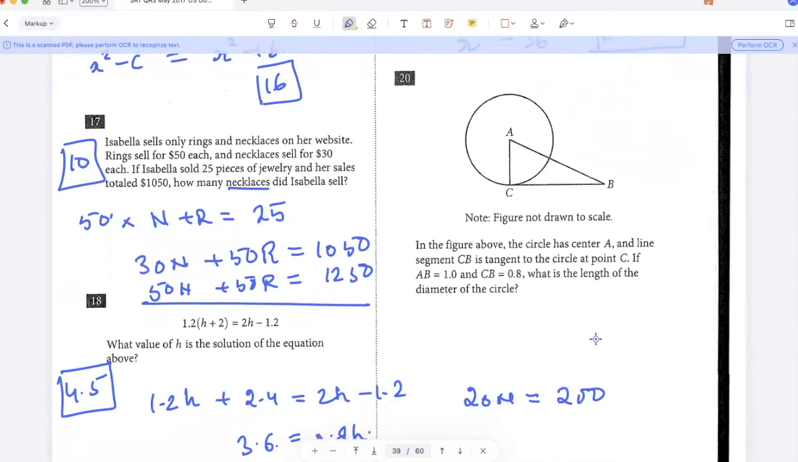In the figure above, the circle has center A and line segment CB is tangent to the circle at point C. Okay, AB is 1 and CB is 0.8, what is the length of the diameter of the circle? So the radius is perpendicular to the tangent. So I have a right triangle here. So by Pythagoras theorem, this has to be 0.6, right? So the radius is 0.6. So the diameter would be 1.2.